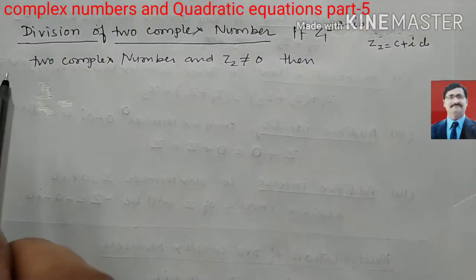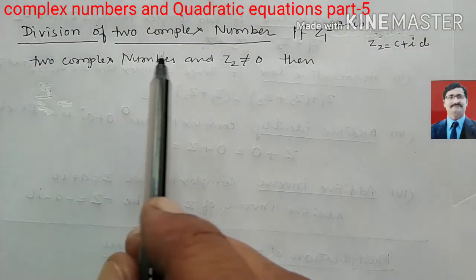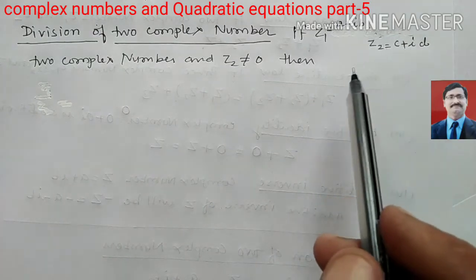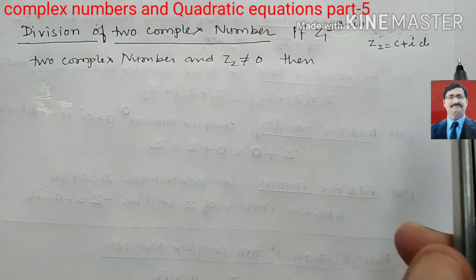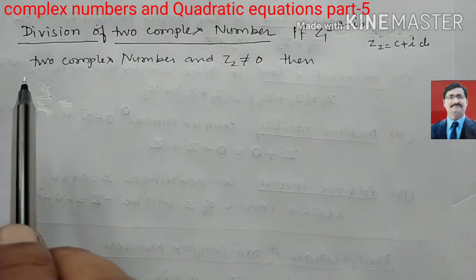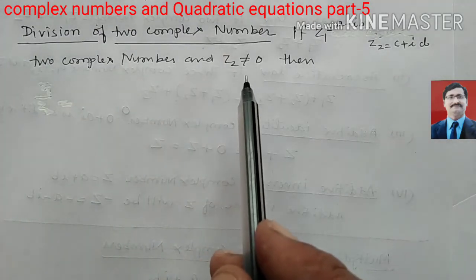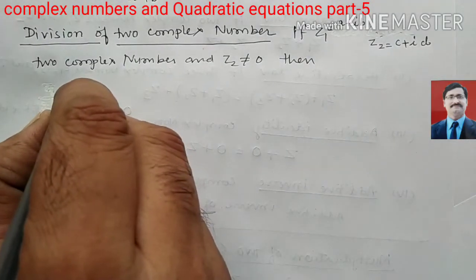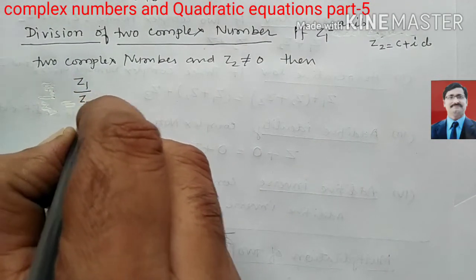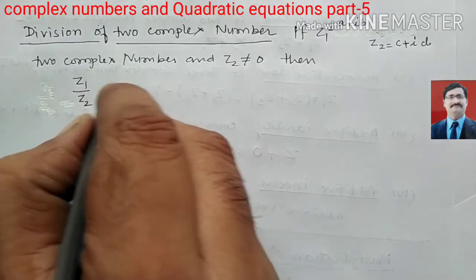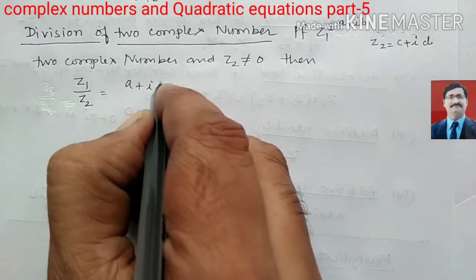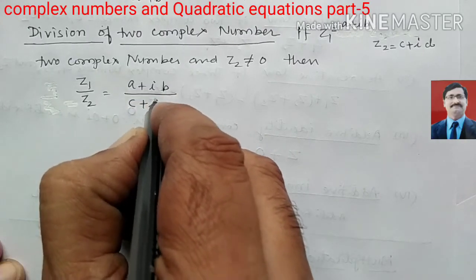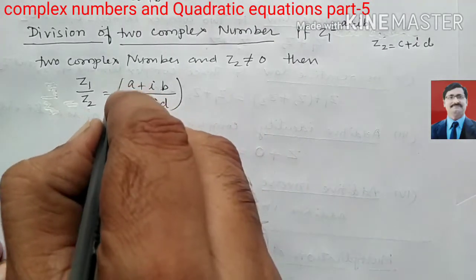Look here, we will do the division of two complex numbers. If z1 equals a plus iota b and z2 equals c plus iota d, and these two complex numbers where z2 should not equal 0, then you can find z1 upon z2. Look here, z1 is given to you as a plus iota b, and upon this is given c plus iota d. Look here, these you have to solve.